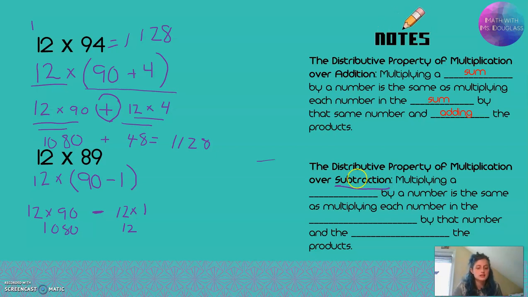means that when you multiply a difference, which is a subtraction problem, by a number, it's the same as multiplying each of those numbers in the difference, the 90 and the 1, by that 12, and then subtracting these products, subtracting these answers. That would give me 1068 as my final answer. So this is kind of like partial products in that we're breaking apart, we're decomposing one of the factors in our problems. But let's talk about another way to show these problems, and that's with an area model.